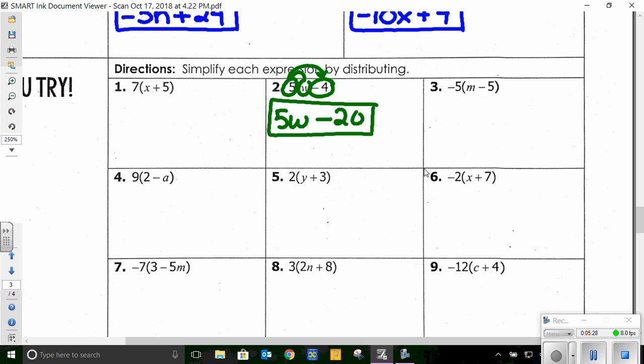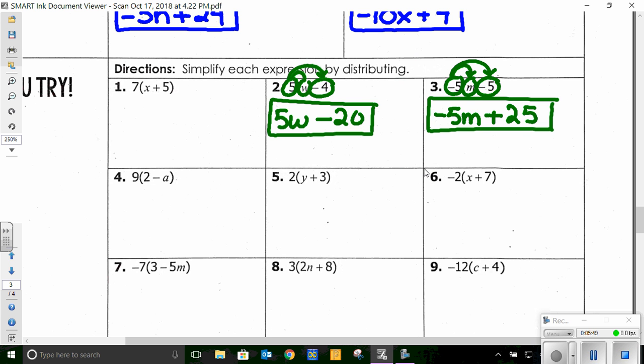The next one, negative 5 times M. So it's a negative times a positive gives me a negative 5M. And then we have a negative times a negative, so a negative times a negative is a positive. And then 5 times 5 is 25. Again, took care of my parentheses, and we distributed everything we needed to distribute.